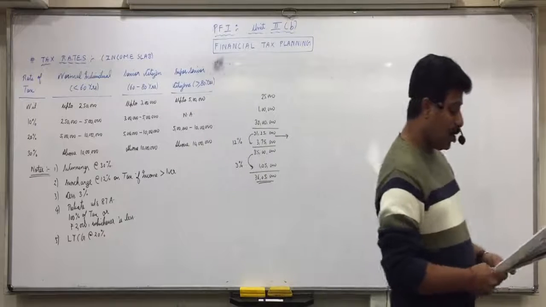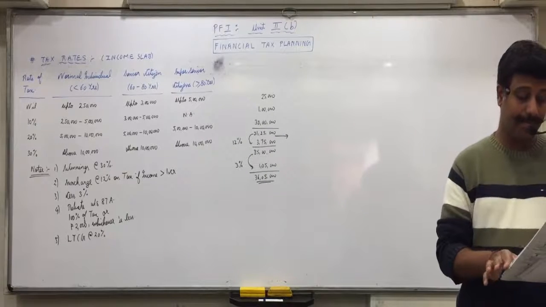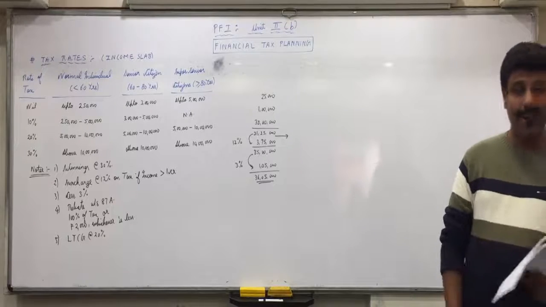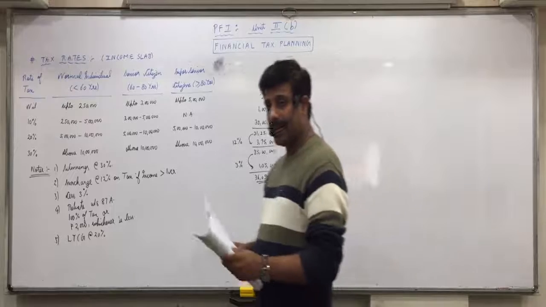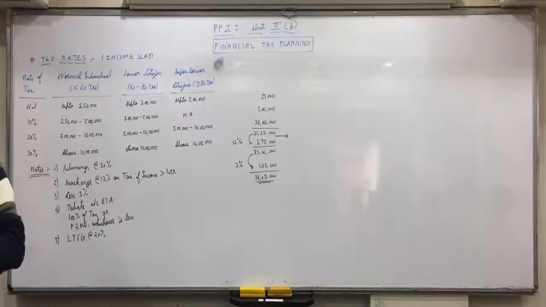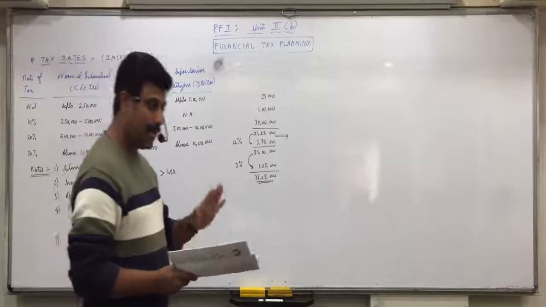Okay. Now look at page number 47. Today we read the slab rates completely in detail, and in the next lecture we'll take up questions on them. One by one we'll read the deductions and based on that we'll take up the questions.